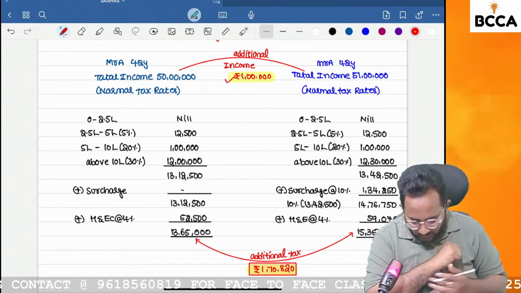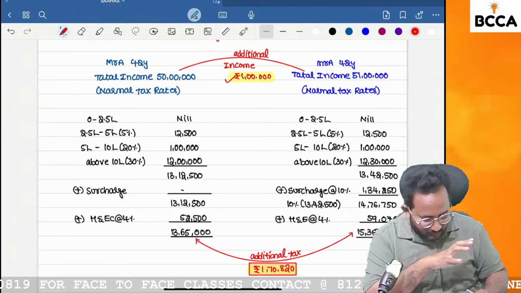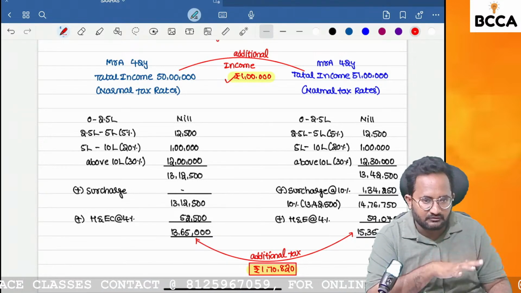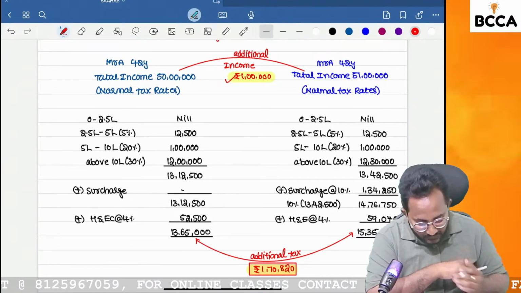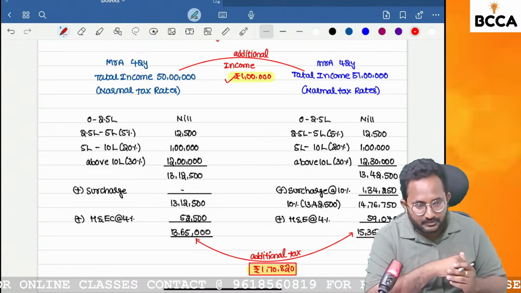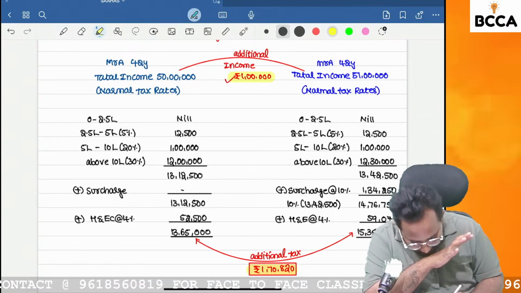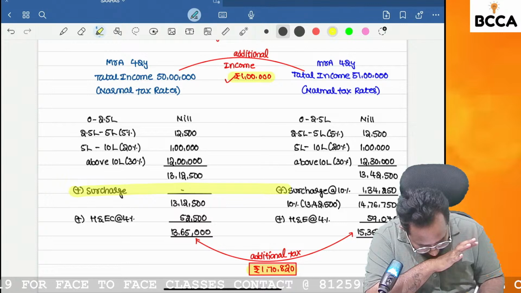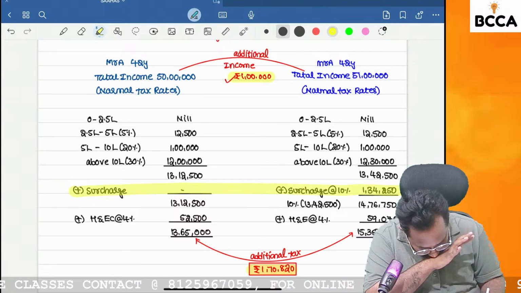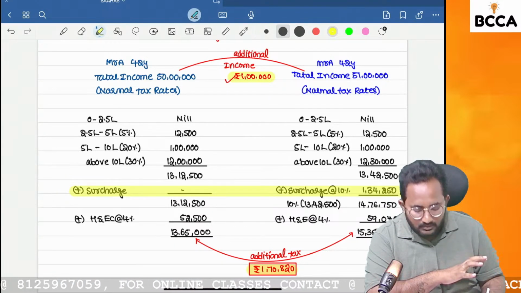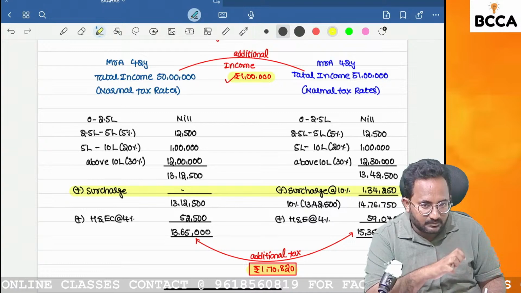In this situation, why did this difference come? Can you identify the reason? Because of surcharge only. Because of surcharge, this marginal relief concept will be evaluated.